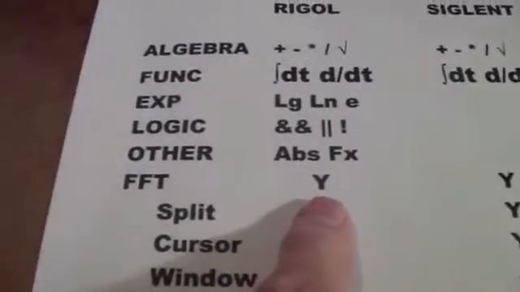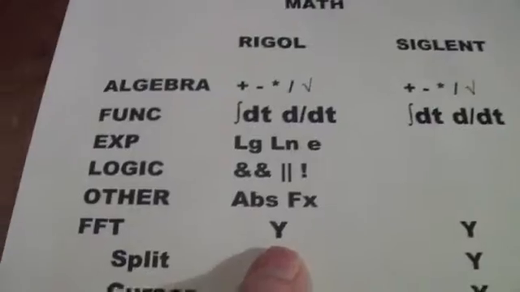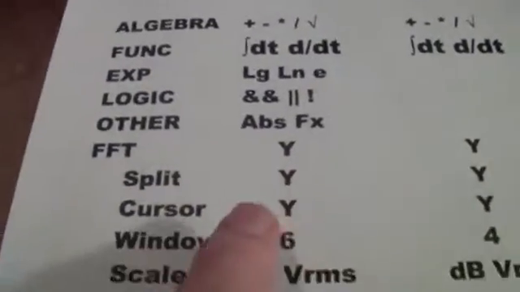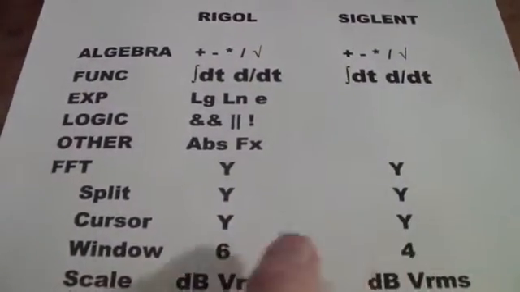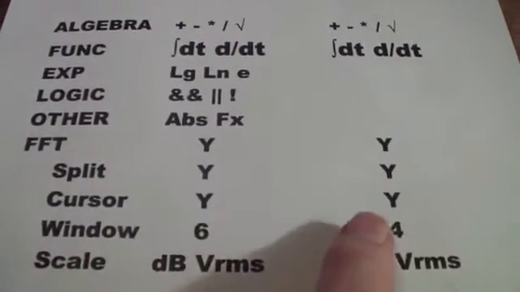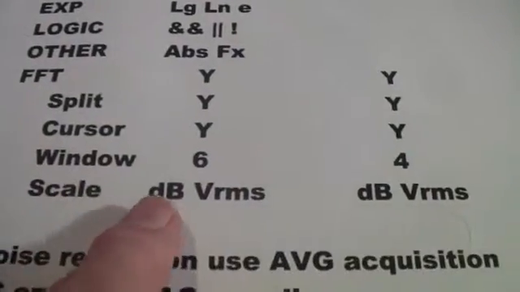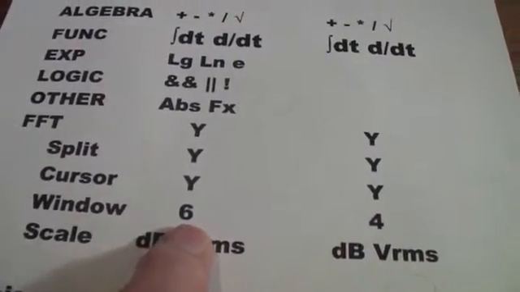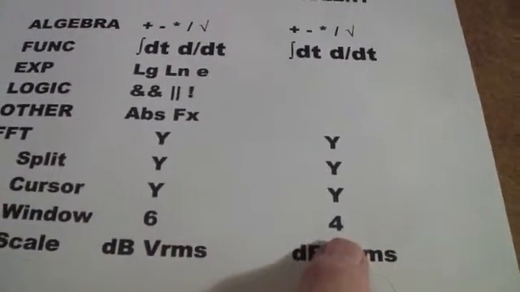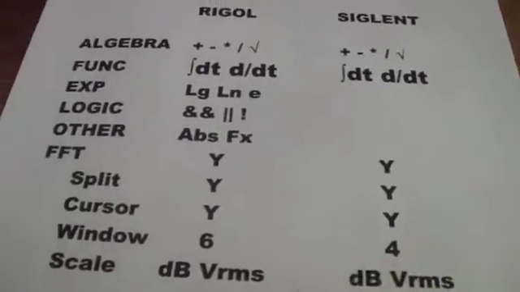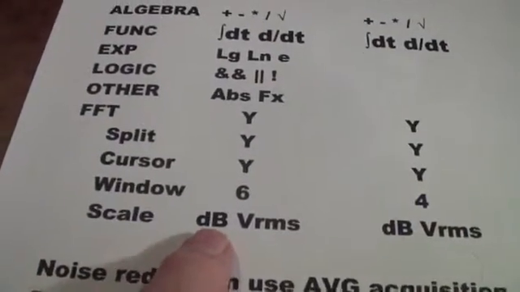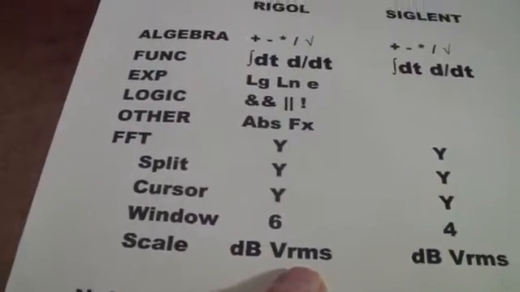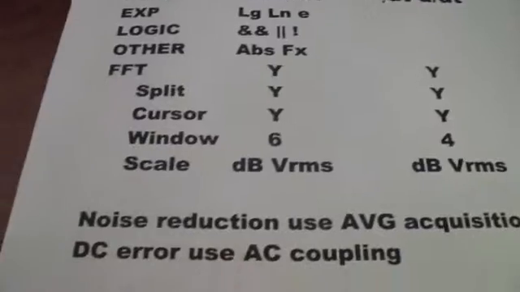In the FFT area, which the scopes usually put under the math function, both of them have FFT. They both offer a split screen. They both offer cursor measurements. The windowing function, the Rigol offers 6 different windows, whereas the Siglent offers 4. They both allow you to scale either by dB, decibel, or in volts RMS, root mean square.